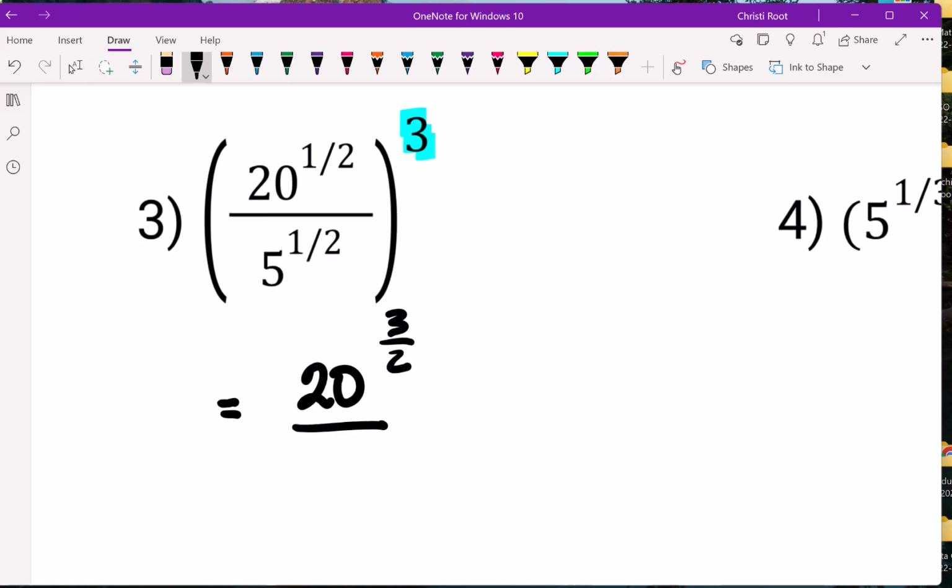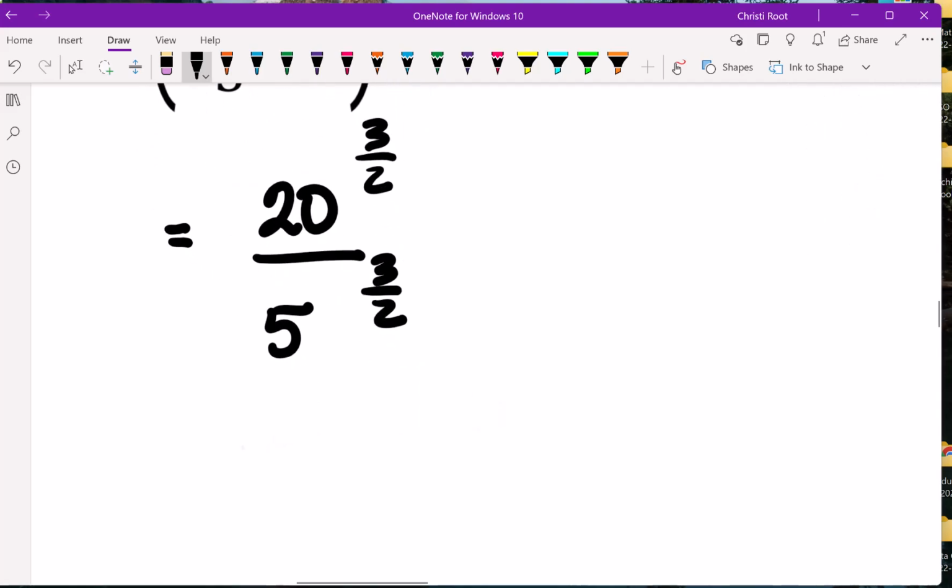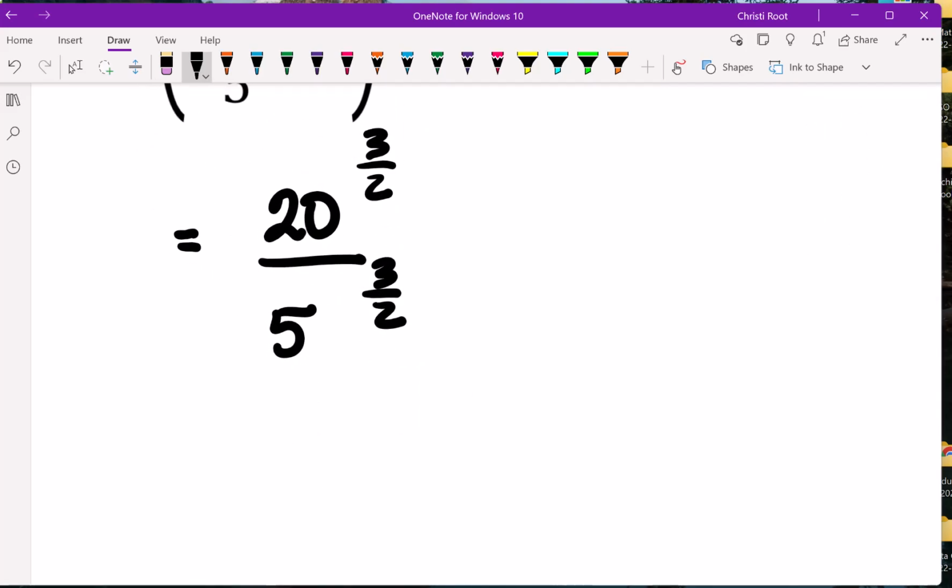And then I'm going to do the denominator, so it'll be 5, but I have to do 1/2 times 3, and it still gives me 3 over 2. So that was a power to a power. So now my question for you, what do you notice? Your bases aren't the same, but what is the same? The exponents are the same.